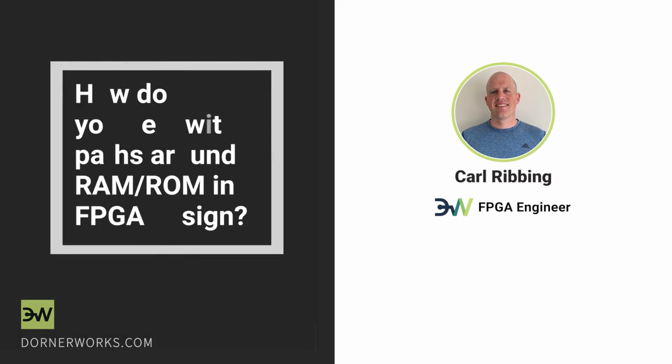How do you deal with paths around RAM and ROM in your FPGA design? The difference between your normal logic, which is placed in flip-flops, lookup tables, that kind of stuff, is that kind of logic is all throughout the FPGA. Your RAMs and your ROM blocks, those are in very specific locations.